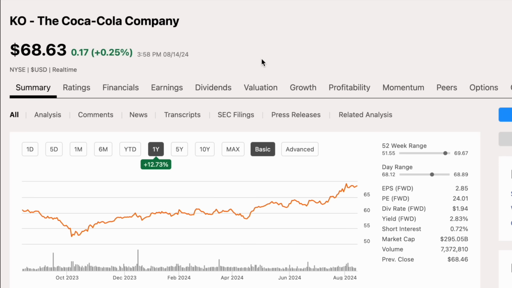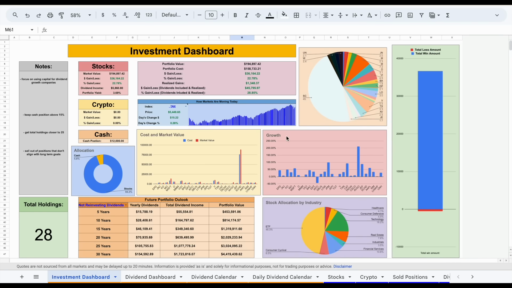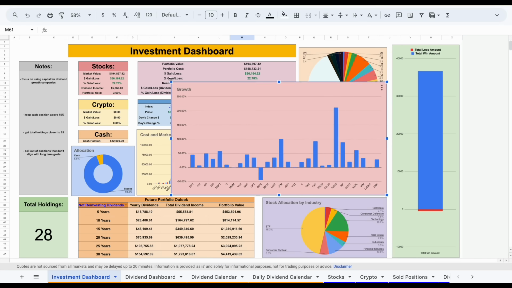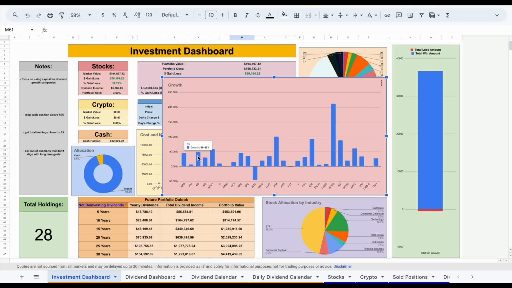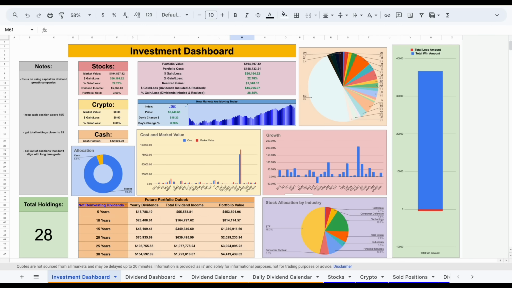Now, I need to take a step back. First off, again, transparency. Coca-Cola is a stock I own in my portfolio. And if I blow up my growth chart, you can actually see this is a position I'm up pretty big on. I'm up around 50% on my Coca-Cola position. So that's huge gains. Now, I haven't added shares in a long time. And again, I'm going to talk to you about why.